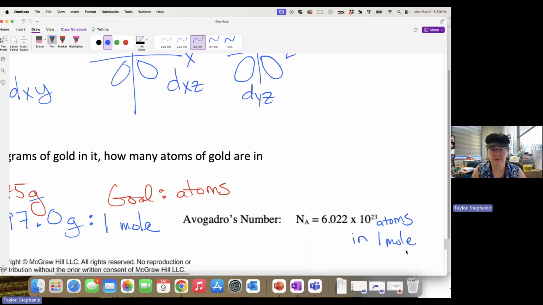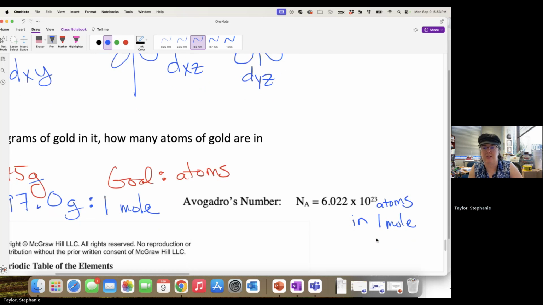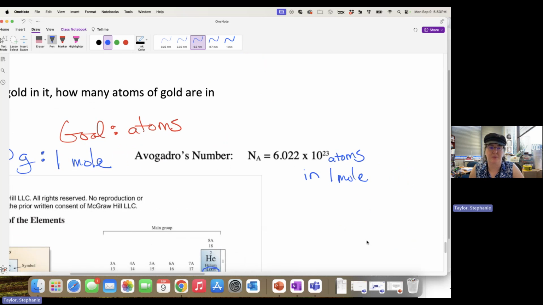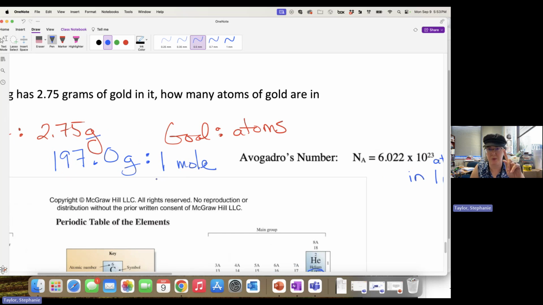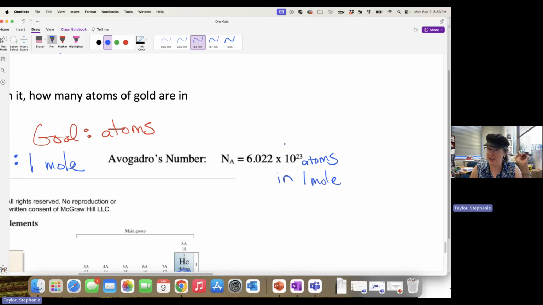So if you notice, the mole gets the 1. So there's some wacky number of grams in 1 mole, and then there's a giant lots of atoms in 1 mole. But the mole gets the 1. Mole gets the 1 in either one of these conversions. The mole gets the 1.